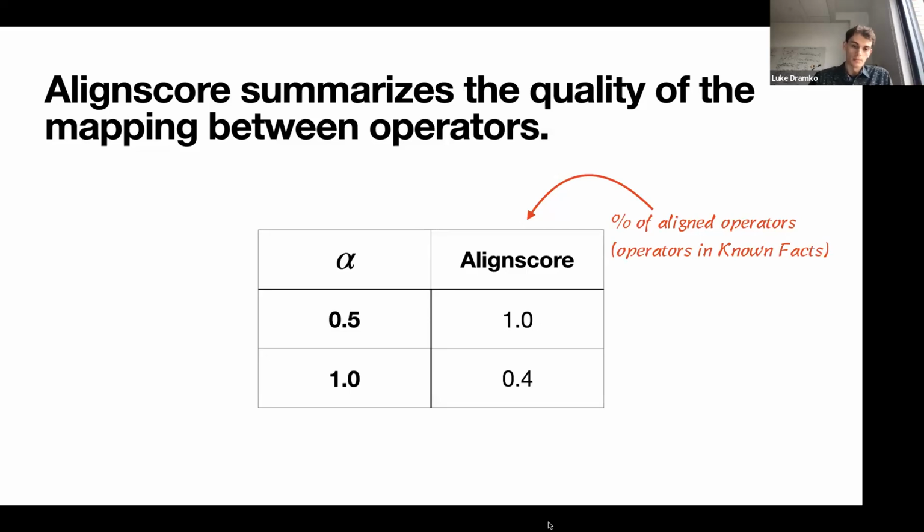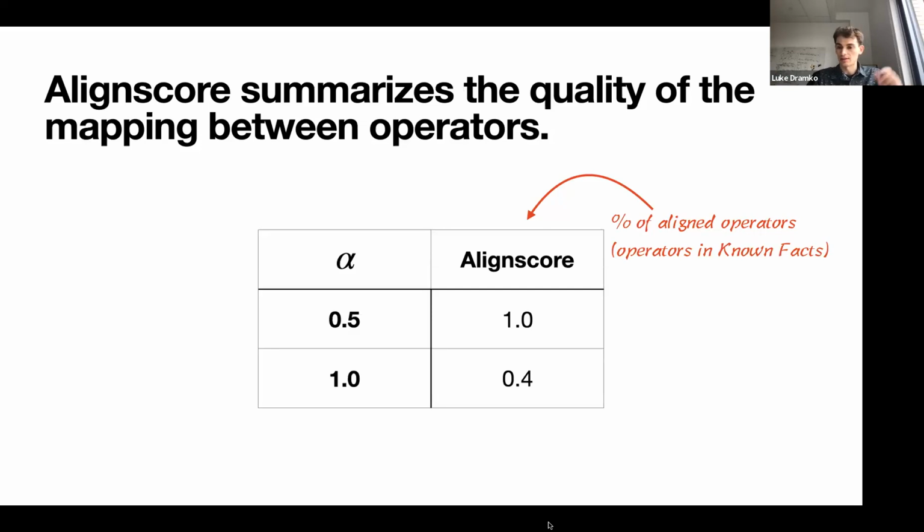So for this example, at alpha equals 0.5, the align score is 1.0. All the operators align with each other. And the way to interpret this is that, barring some minor mistakes, the structure of the two algorithms is basically the same, or is identical here because it's 1.0. But at alpha equals 1.0, which is the strictest setting, we can see that the align score is not 1. So that means that there's some mistake in there that prevents the algorithms from being the same.